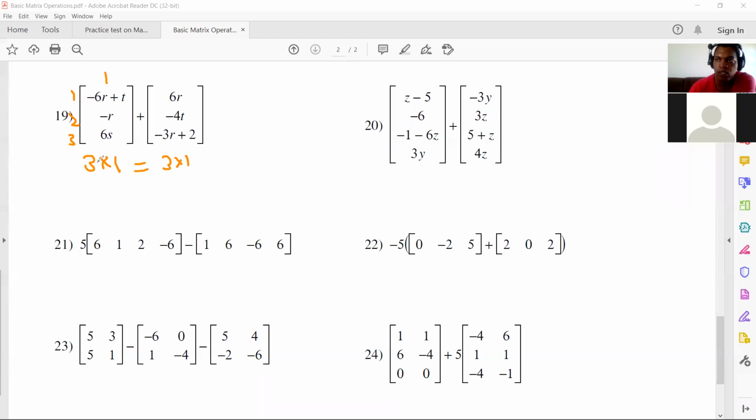So this 3 by 1 is equal to the 3 by 1. It's the same. The rows are the same, the columns are the same. So this I can definitely add. That's the first part that we need to always do. I'm just going to write 3 by 1 on top, to use the space at the bottom to do my calculations.